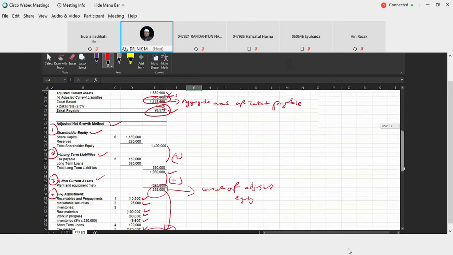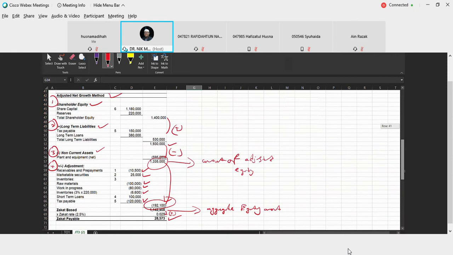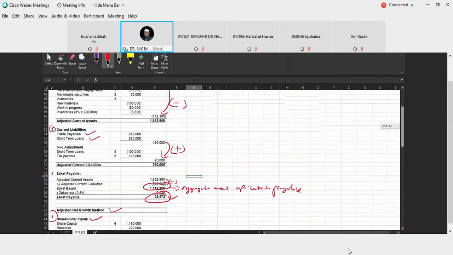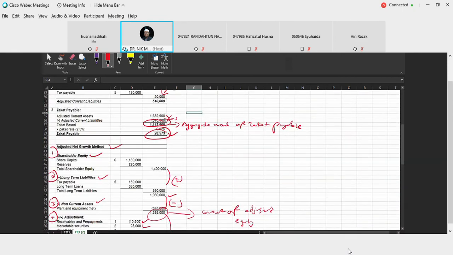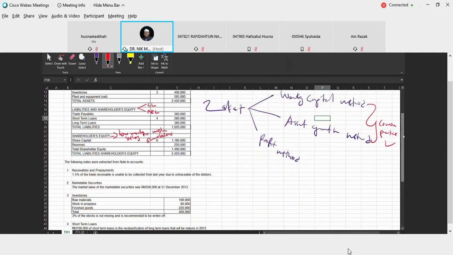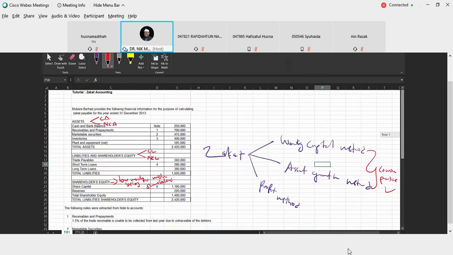Okay, so basically this is just the basic information that you need to have in order to prepare a zakat payable amount based on these two methods. Okay, I repeat. Whenever you are required to prepare a zakat payable amount, you always need to consider the working capital method and the zakat asset growth method. And for the working capital method and asset growth method, the zakat payable amount should be the same, unless there is a mistake in the zakat calculation part.